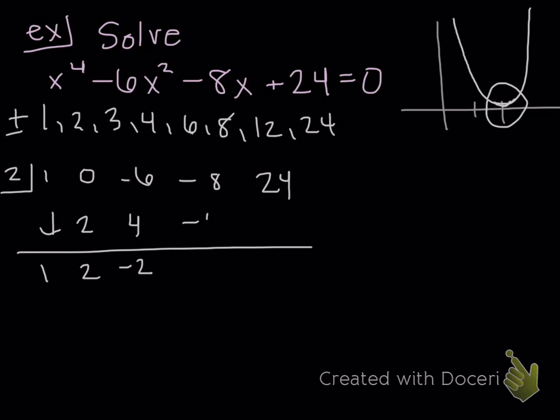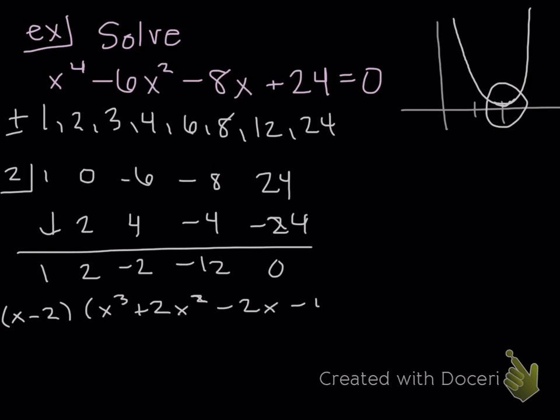2 times -2 is -4. This gives me -12. That gives me the -24. So there we go. So now I'm at x minus 2, and I have x cubed plus 2x squared minus 2x minus 12. Now I can make a new list, but again, we have the picture, and it appears that 2 is a double root.